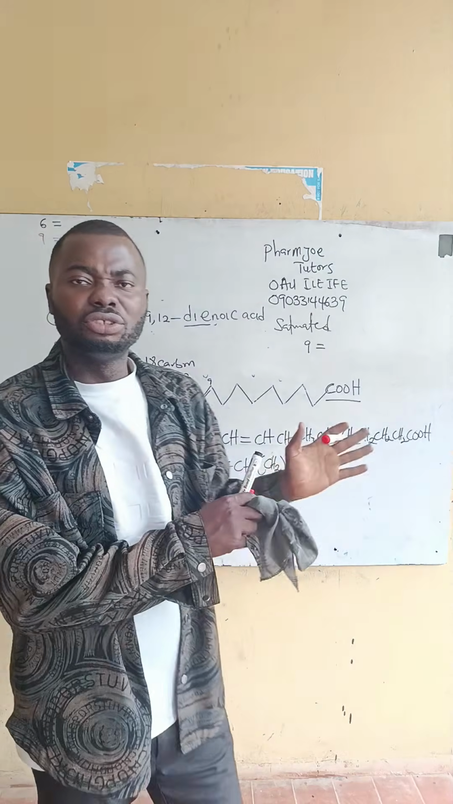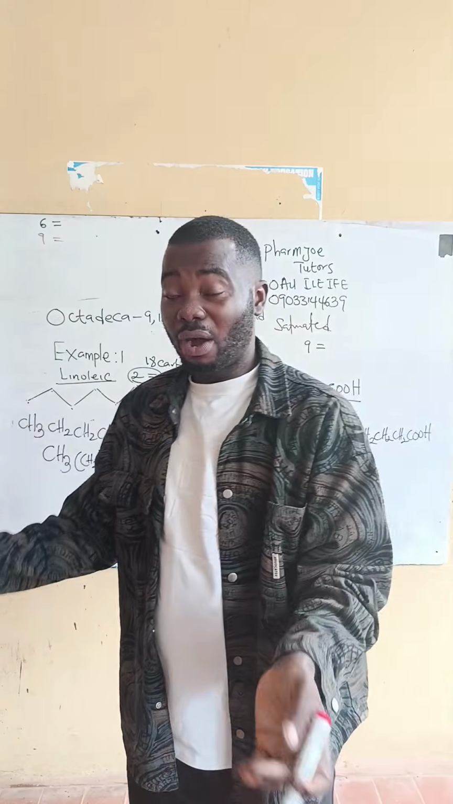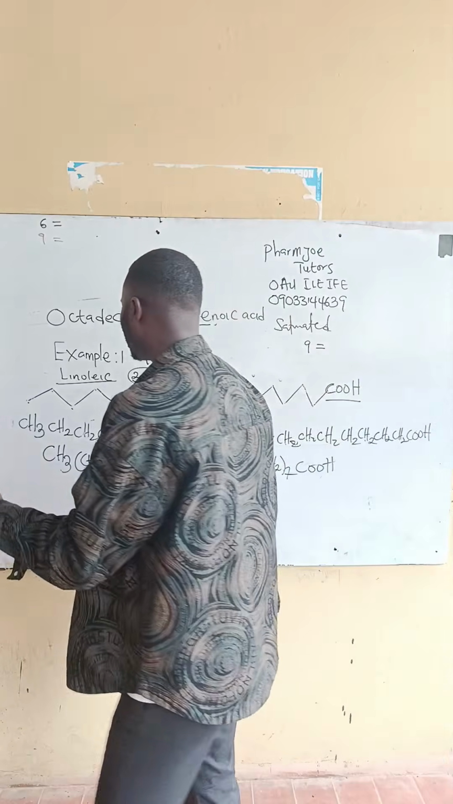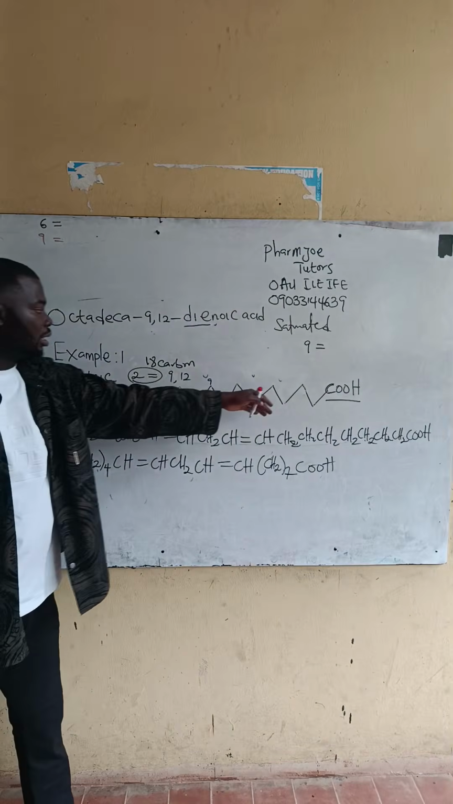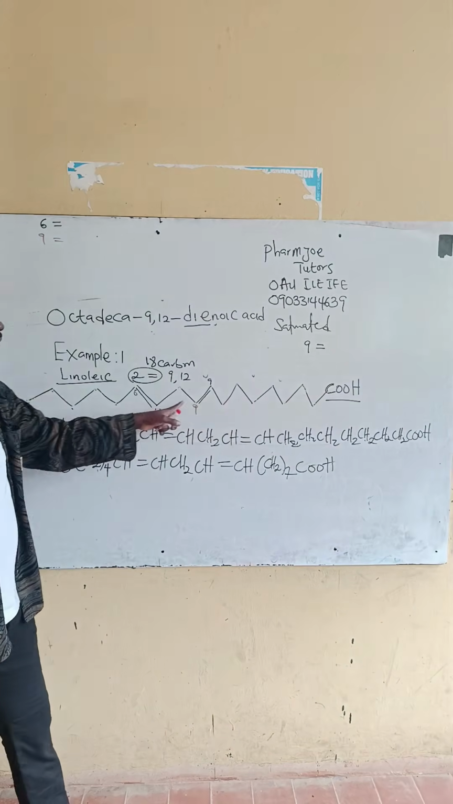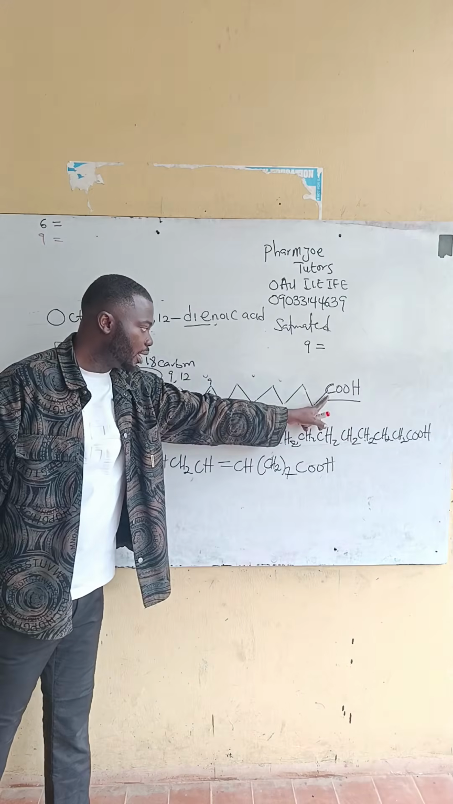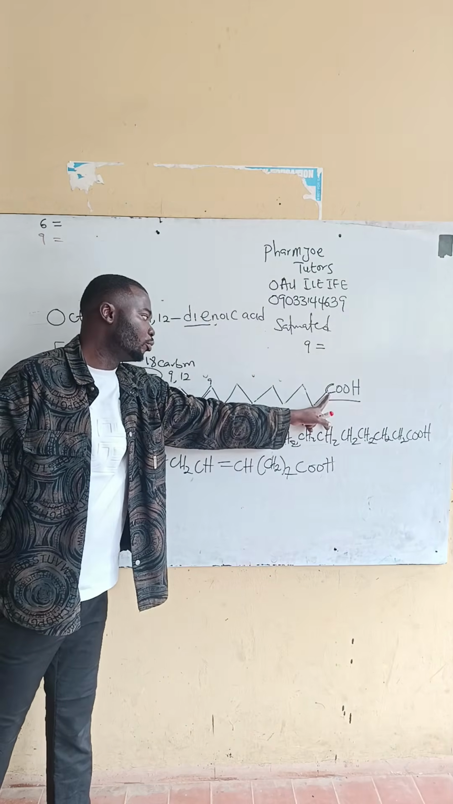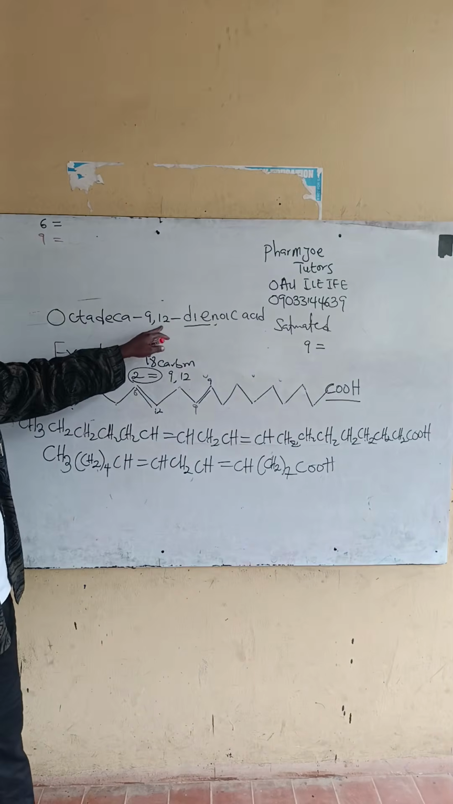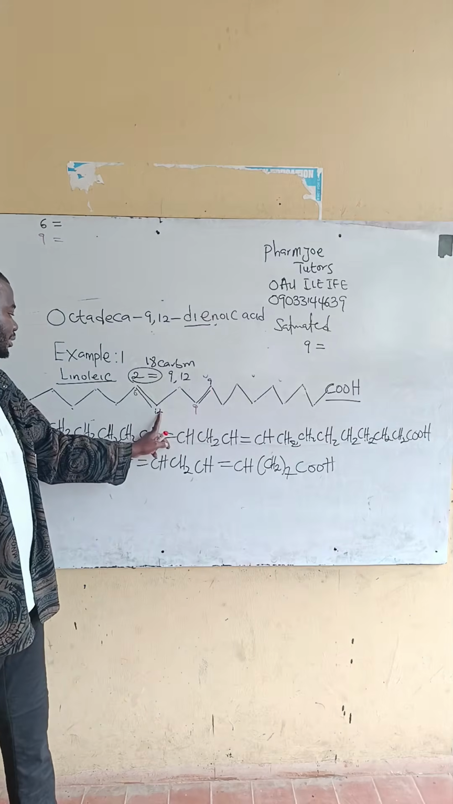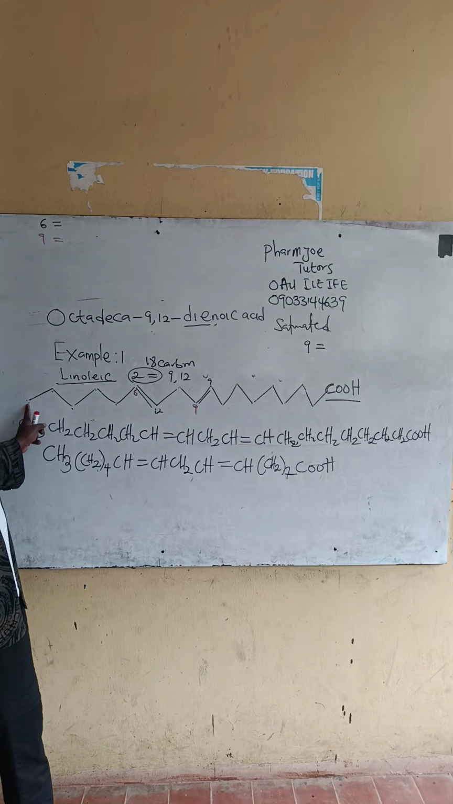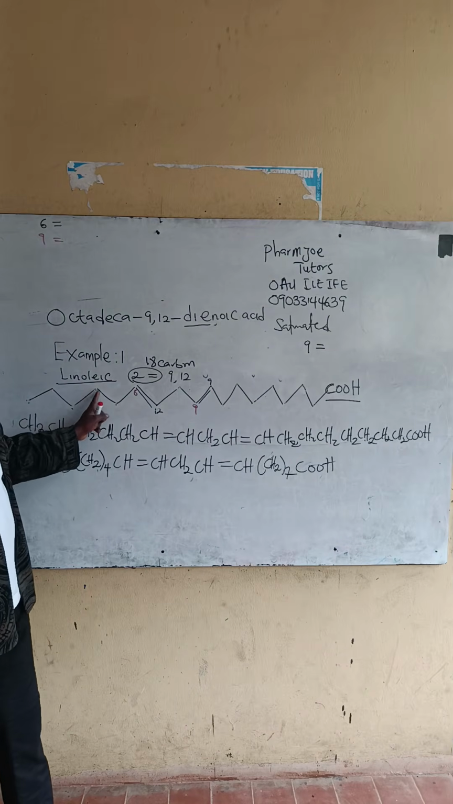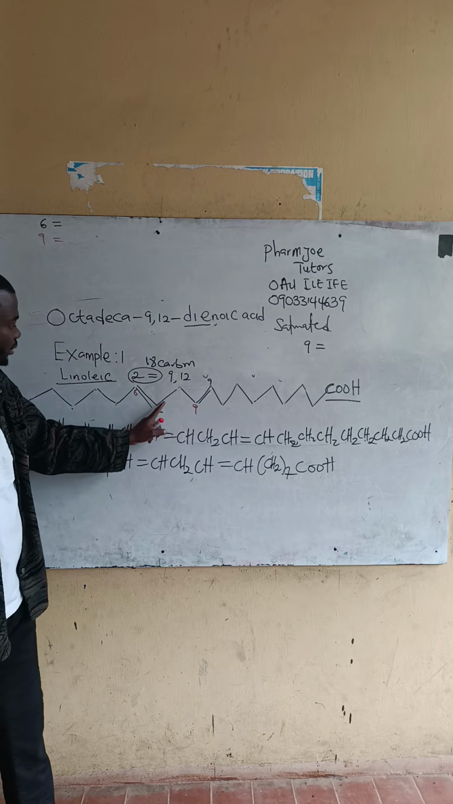Now, according to the nutritionist, biochemist, and the medicine, we do the counting from the back. But according to the chemist, they do the counting from the front, I mean, from the functional group here. And because they did it from the functional group here, they got 9, 12. This is 9 and this is 12. But if I count from the back, the first one is 6. 1, 2, 3, 4, 5, 6, 7, 8, 9.